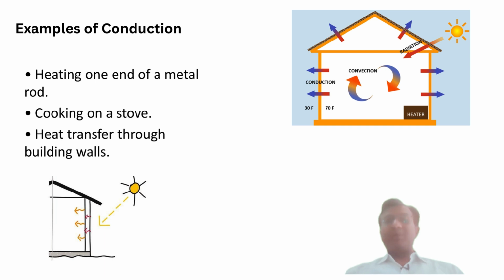Finally, think about heat transfer through building walls. In winter, heat from your home conducts through the walls to the cold outside, which is why insulation is crucial. Materials like fiberglass slow conduction, keeping your home warm and reducing energy bills.